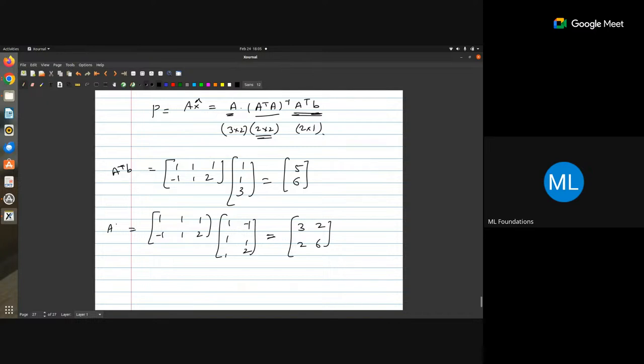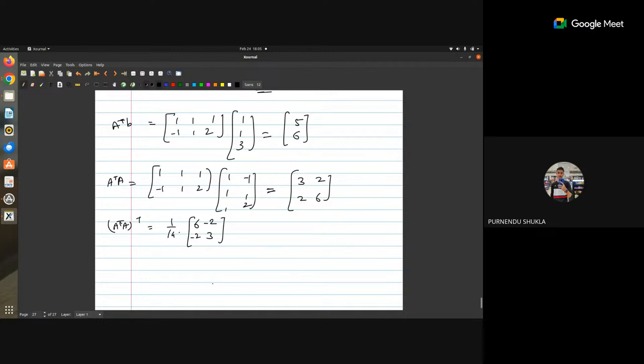1 6 4 6 6 5 6. And this is A transpose A, right? So if I wanted to find the inverse, A transpose A inverse will be, the determinant is 18 minus 4, like 14, and 6 3 6 and 2 2. Correct? Yes, sir. Fine.